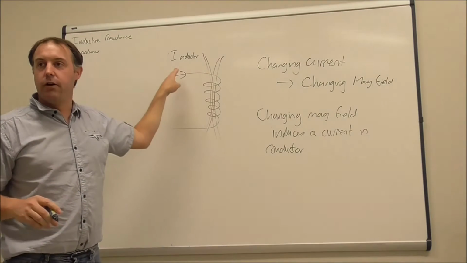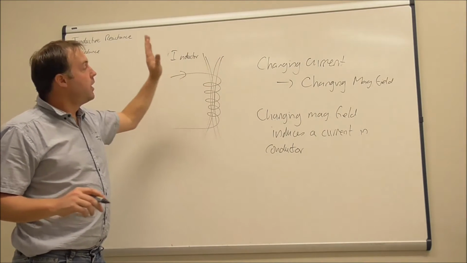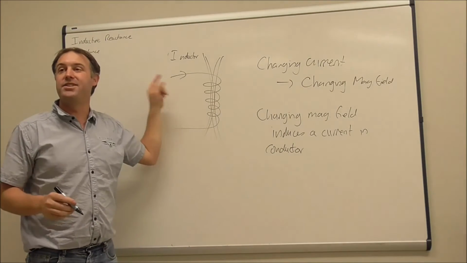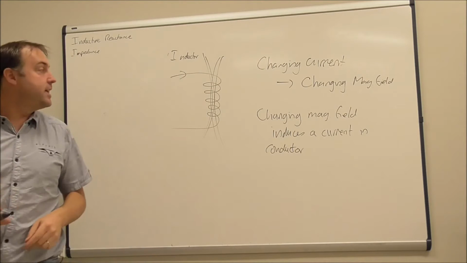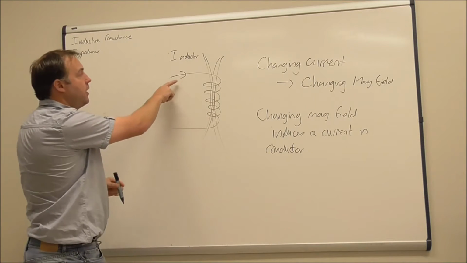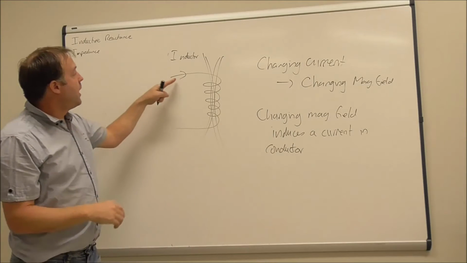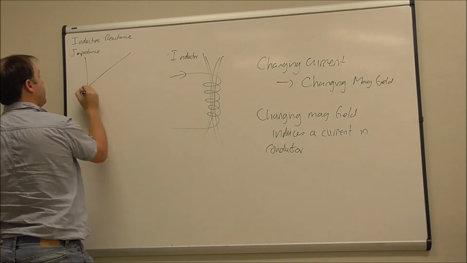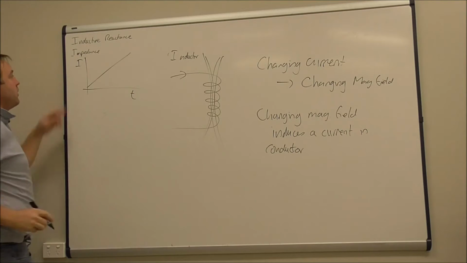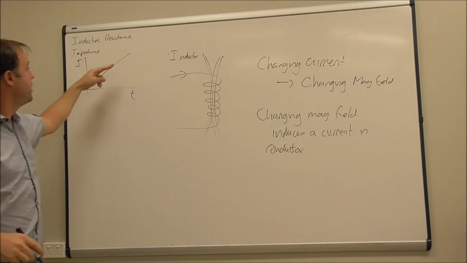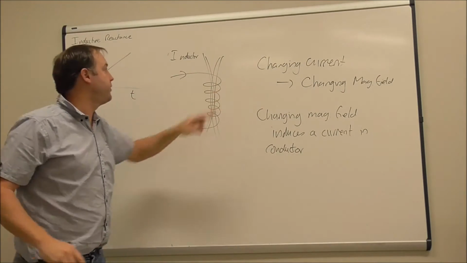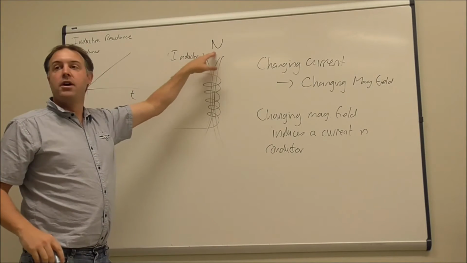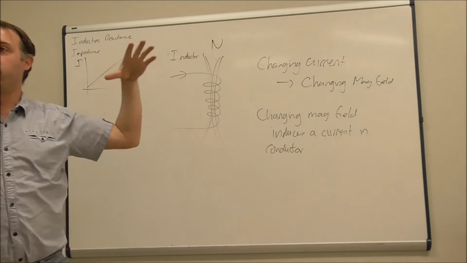If I have a changing current, I get a changing magnetic field. That changing magnetic field induces a current in the same direction as the current is currently flowing. Okay, so that's Lenz's law. So let's say I have my current here and it is increasing. So this is current over time and it's increasing over time. Then that magnetic field here will be increasing, and let's say it's increasing with this being north. Okay, so this is north and it's getting stronger and stronger and stronger north.